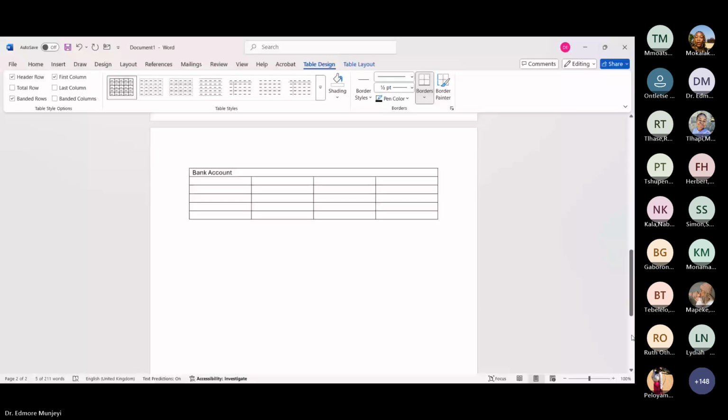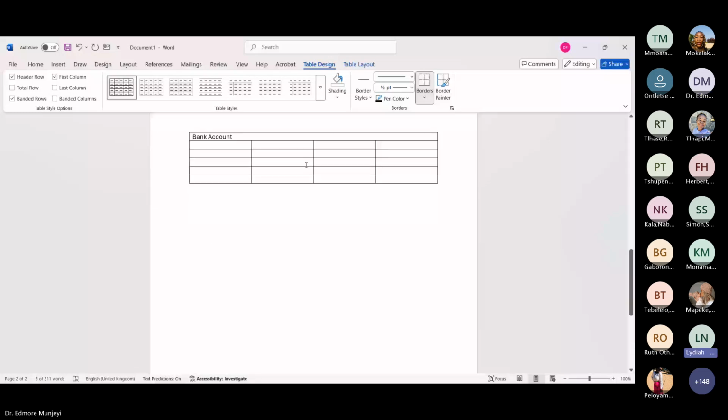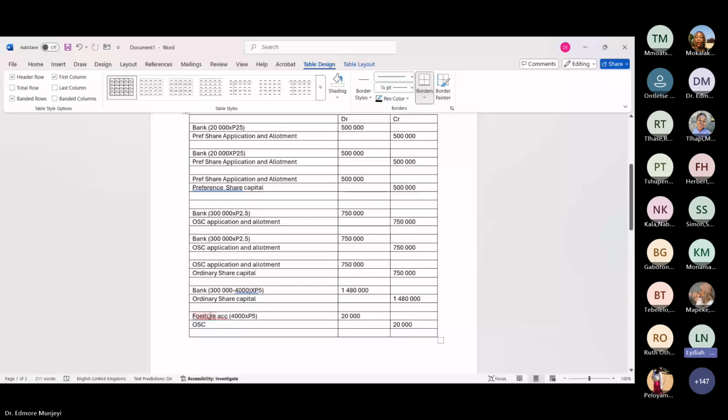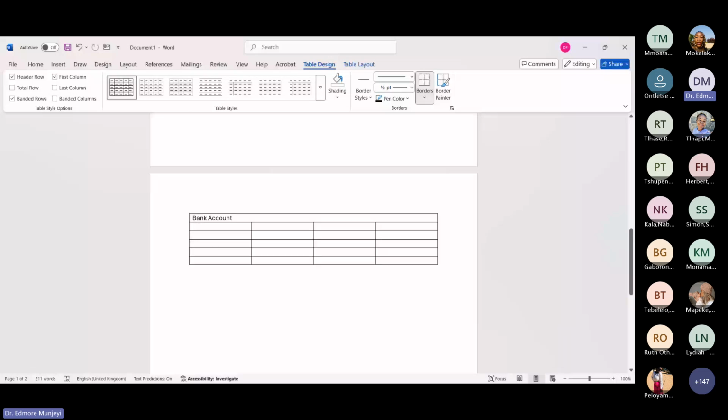We go back to that slide for the future account. So we are going to debit the future account, then we credit the ordinary share capital. Okay. Good. So guys who are here, I want you to help me. On the bank account, what is on the debit side of the bank? Just give me the accounts which are there.